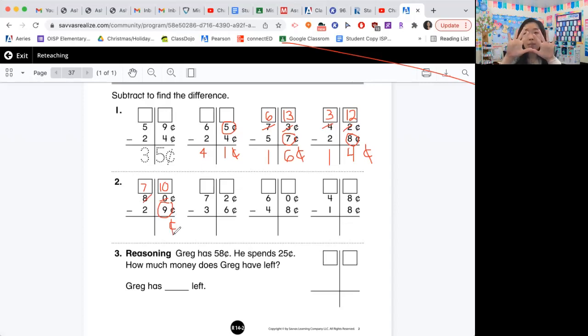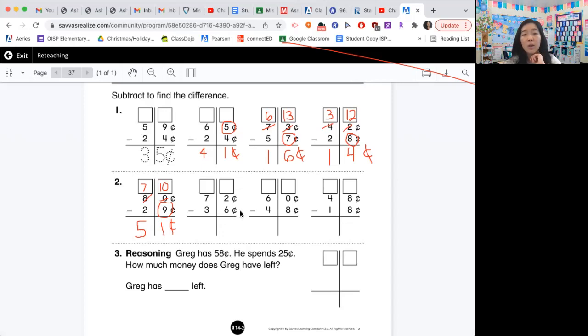10 minus 9. So I'm going to put away 9 fingers. So how many fingers do I have left? 1. Very good. And then what is 7 minus 2? 7 minus 2. Use your fingers. 5. Very good. So what is the total? 51 cents. 9 cents. Very good.